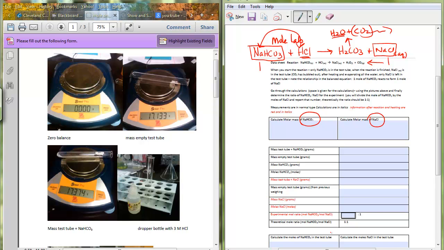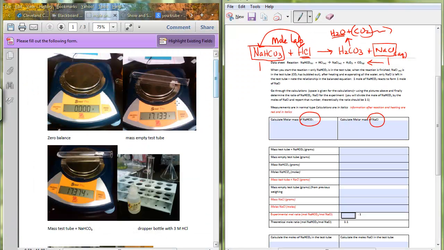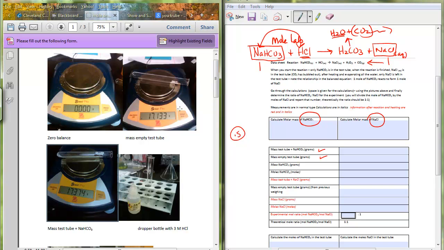The rest of the positions are for the information that you see from these pictures. You would zero the balance, and then you would weigh your empty test tube. You then want to fill that test tube with somewhere around a half a gram of sodium bicarbonate. So here's our test tube plus the sodium bicarbonate. What you should notice is we've never weighed the sodium bicarbonate separately, but we weighed the test tube with and without the sodium bicarbonate. So you will find that the difference in these two will give you the amount of sodium bicarbonate that you started with.